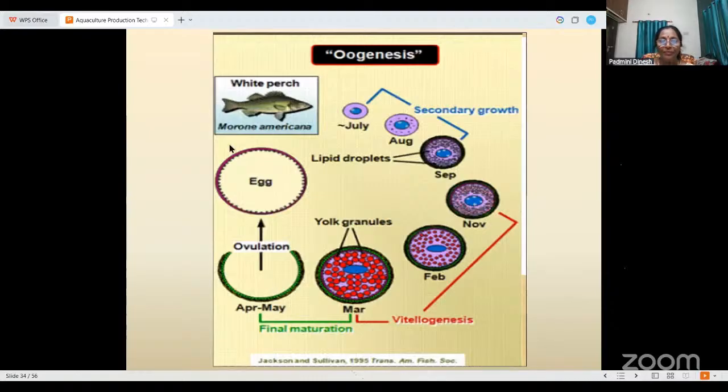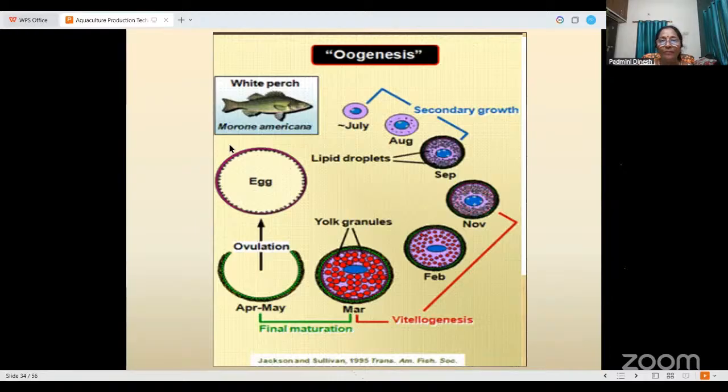When you find these eggs, you don't find eggs in all the seasons of the fishes. So when do you find eggs? Mostly from April to June: April, May, June. Whenever you buy fishes in April, May, June, that is right now, whichever fish you buy, the females have lots of eggs in those ovaries. Why? Because that is the season where oogenesis is occurring.